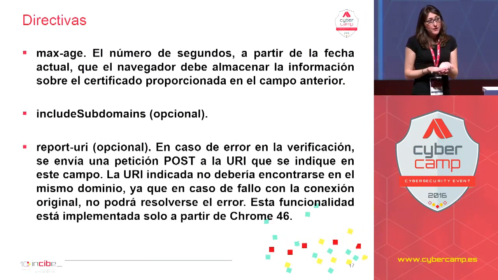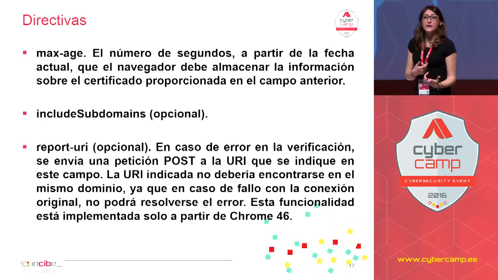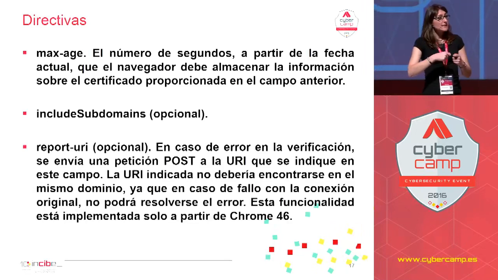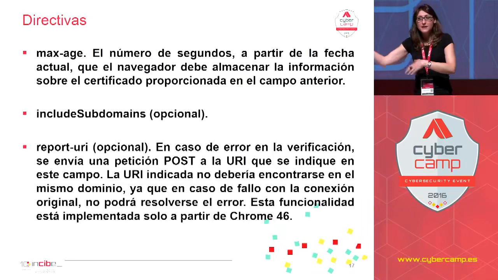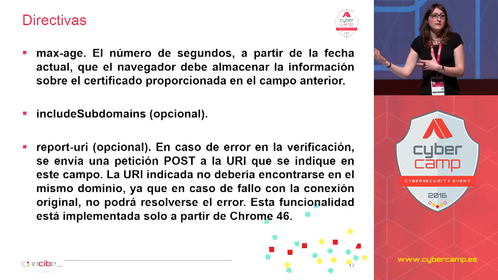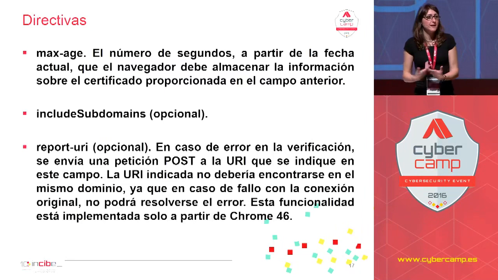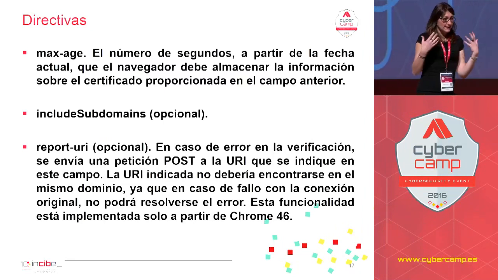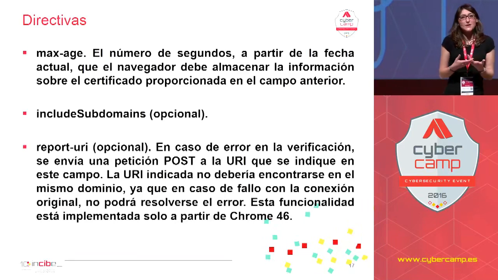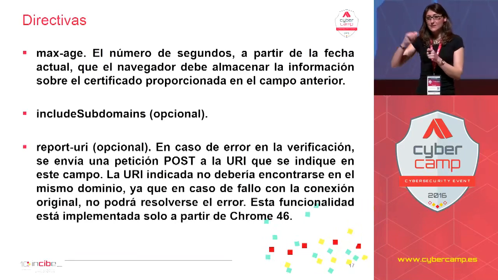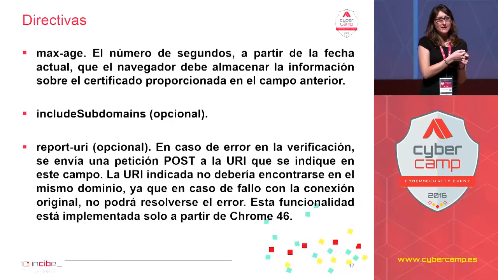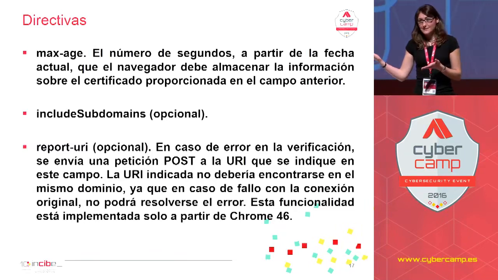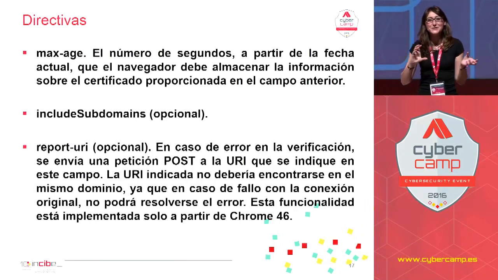And last, we have the directive report-uri, which is optional. In case there is any error in verification, a post request would be sent to the URI that we specify. In this manner, there will be a report as to what is happening so that remediation measures can be implemented. The recommendation here is that the URI to which we send the post should not be the same URI of the domain that is failing. Otherwise, it will not reach where we want it to reach.